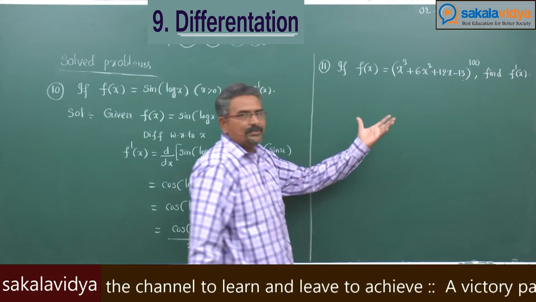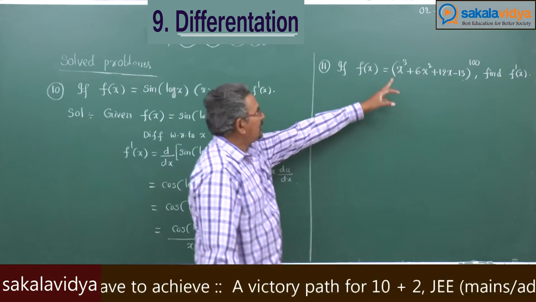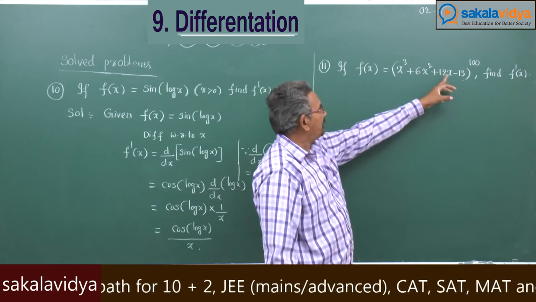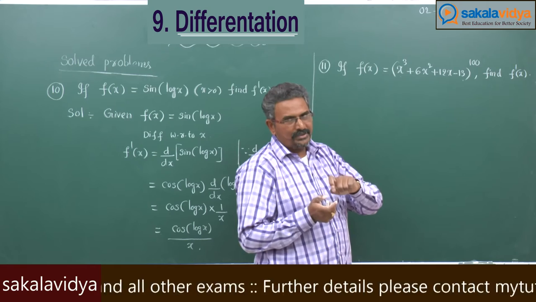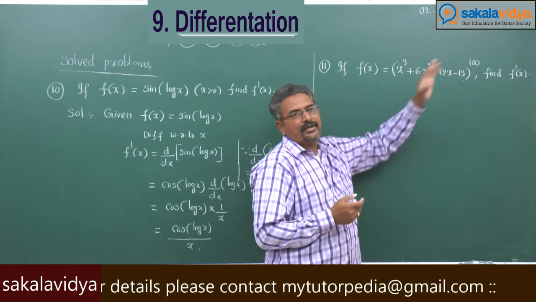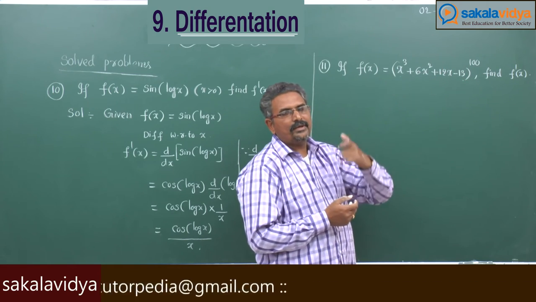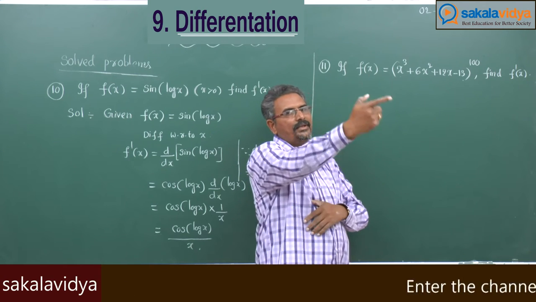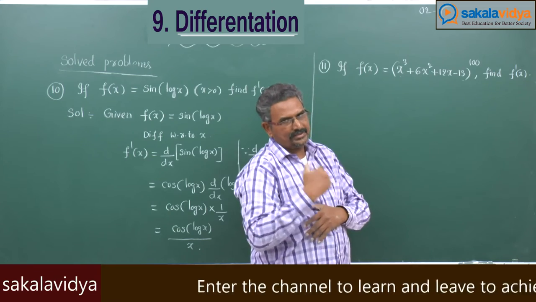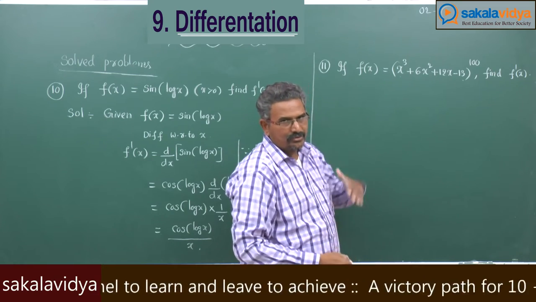So now observe this problem. If you say x cube plus 6x square plus 12x minus 13 is equal to u, it appears to be u to the power of 100. u to the power of 100 differentiation with respect to x is 100 into u to the power of 99 into du by dx. So let us do the problem.